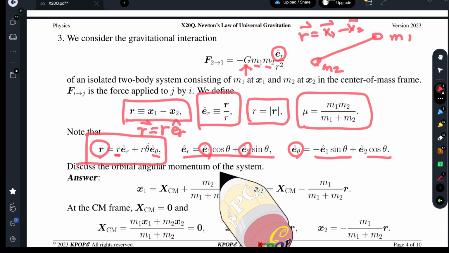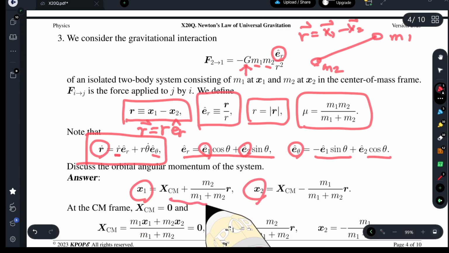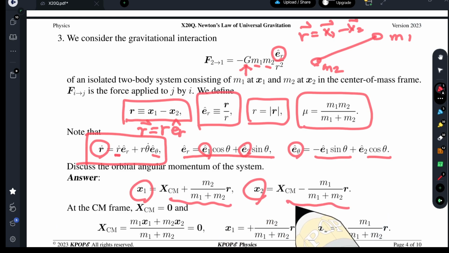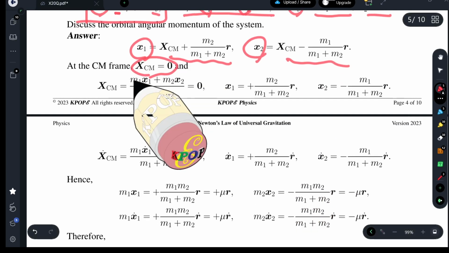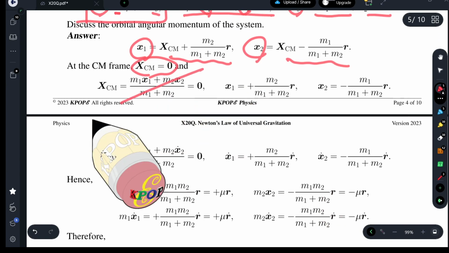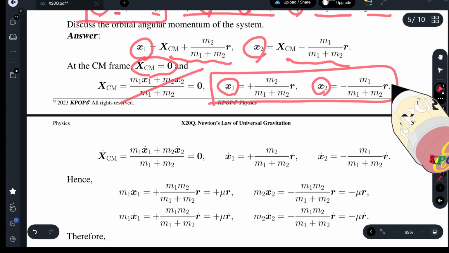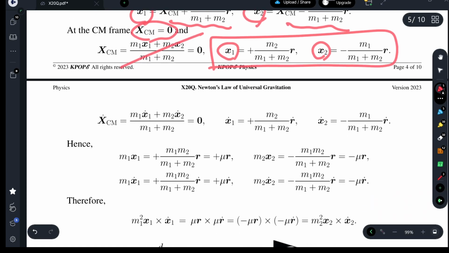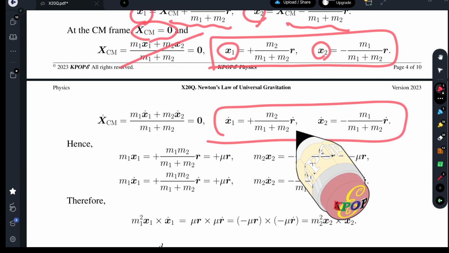Let's discuss the orbital angular momentum of the system. Particle 1's position and particle 2's position can be expressed as a linear combination of the center of mass and the relative coordinate vector, as we already derived. Using this, at the center of mass frame, this term disappears, and x1 and x2 are greatly simplified as vectors that are opposite to each other. This relation holds for the velocity and acceleration as well.